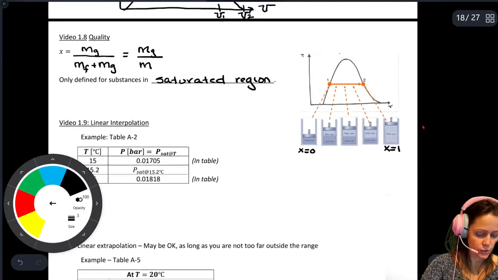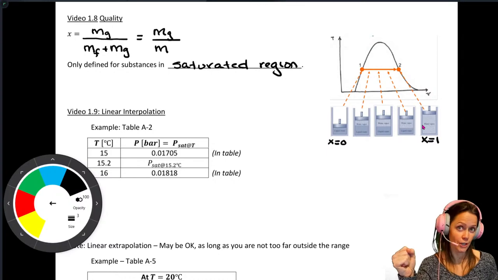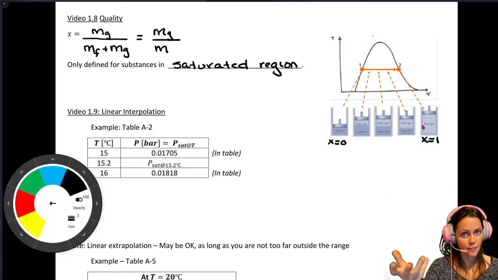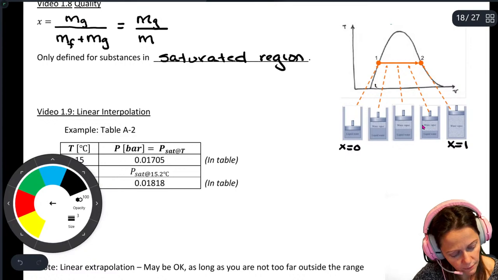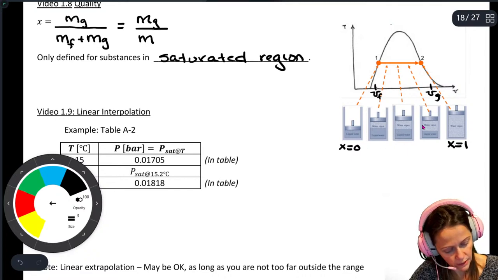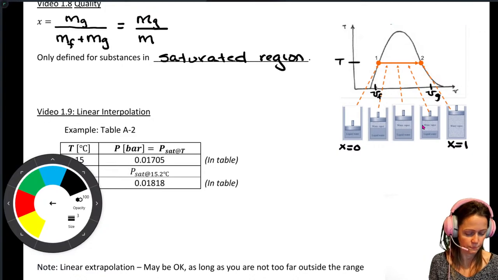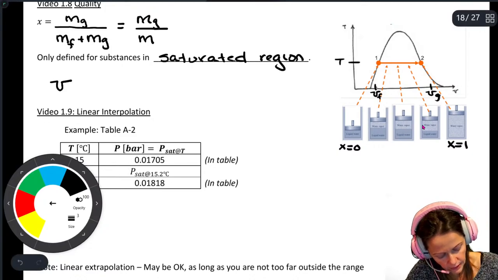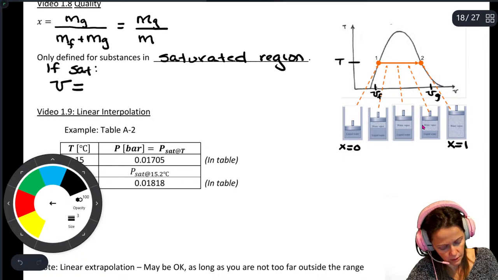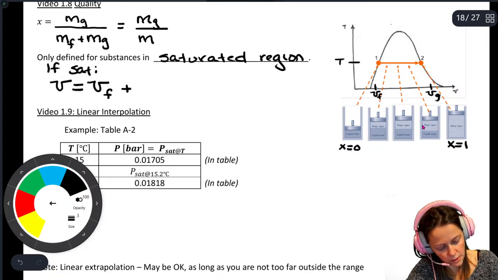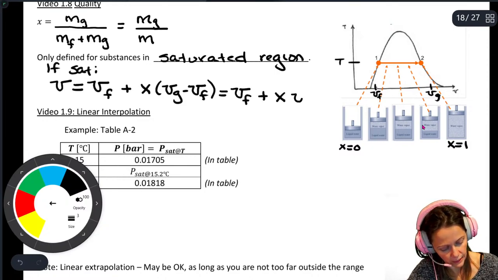The reason this is really useful is because if you have something that's not right on that saturated liquid or saturated vapor line, and you need to know, let's say, the specific volume, it's going to be in between V sub F and V sub G at whatever temperature this is, for example. So it's going to be calculated as a weighted average using that quality. If it's saturated, it's going to be V sub F plus your quality times V sub G minus V sub F, and sometimes you'll see this written as V sub F plus your quality times V sub FG.